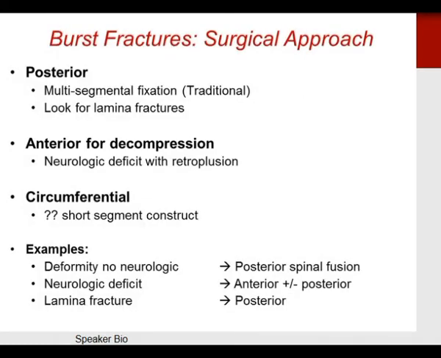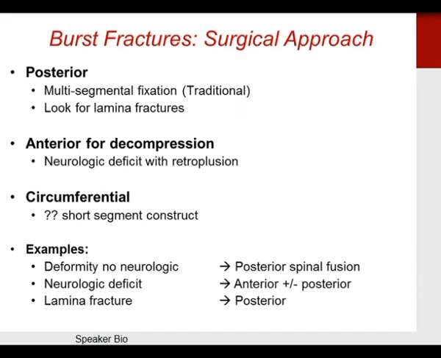If you must do surgery, posterior approach is traditionally described, going 3 above and 2 below. Neurologic patients with deficits, secondary retropulsion, requires an anterior decompression. Circumferential anterior posterior fusions might provide you the advantage of short segment constructs. What they may ask is patients with deformity and no neurologic deficits, you can perform a posterior spinal fusion. If there's a neurologic deficit, go anteriorly to clear the canal. Add on posterior instrumentation if the ligamentous complex is disrupted.